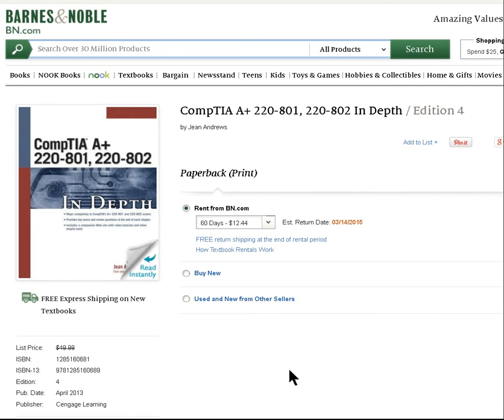Here's more practice reading. More and more practice reading. CompTIA A+ 220-801, 220-802 In Depth, a book written by the best-selling author Gene Andrews, PhD. Over 1 million books in print.